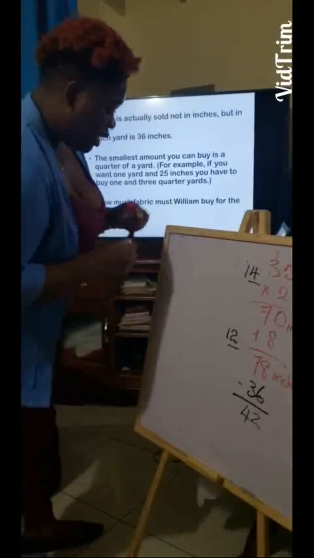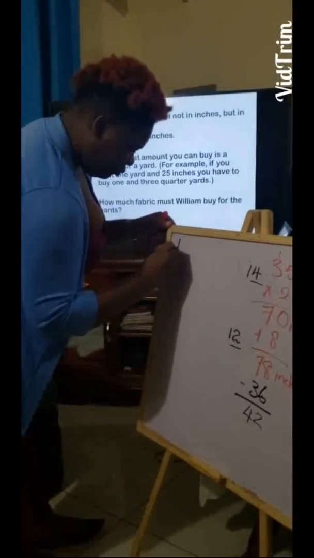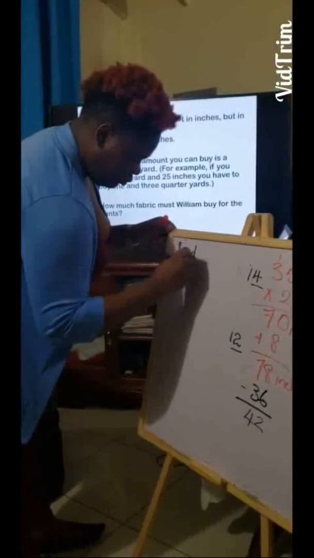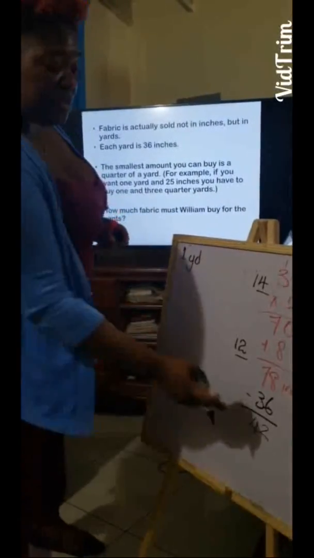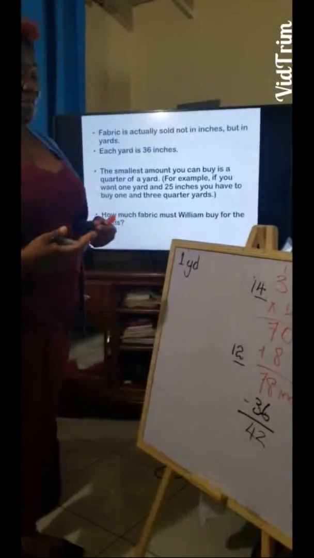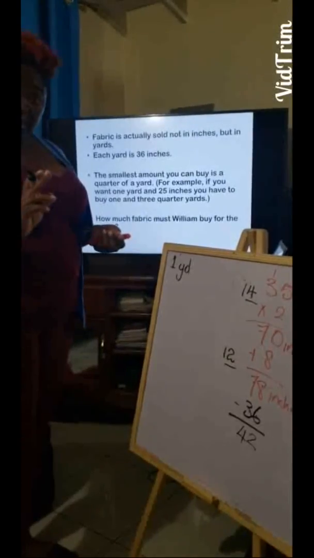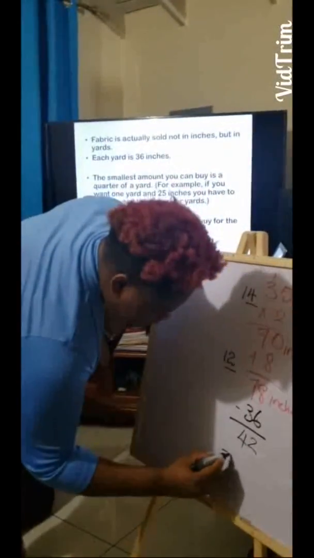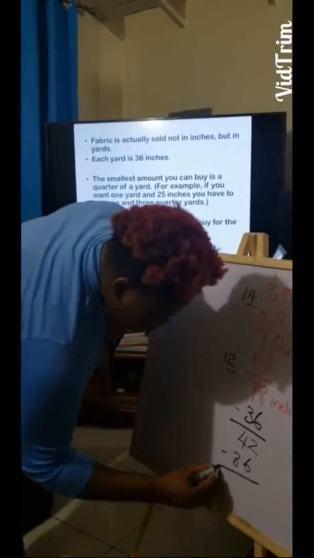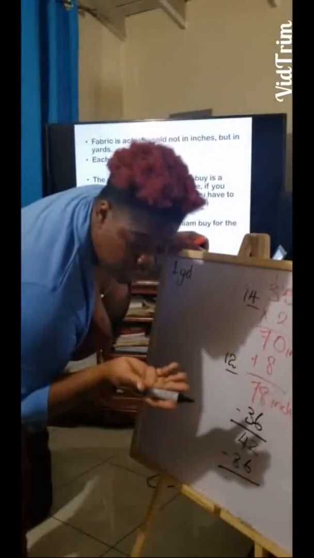So far we can get 1 yard of fabric. And we have 42 inches remaining. Can we get another yard? Let's check. 6 from 2, cannot get that.